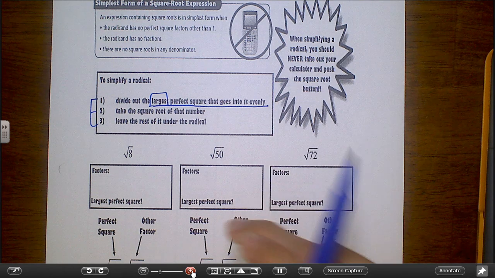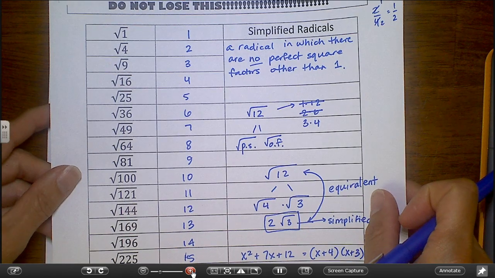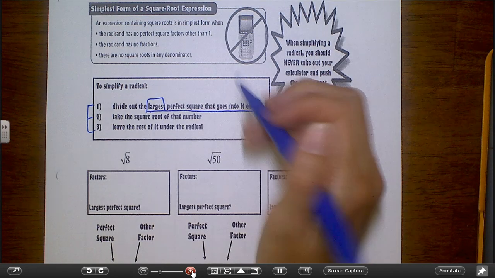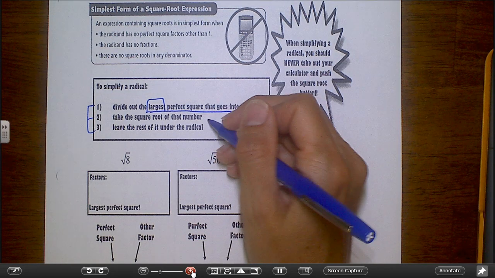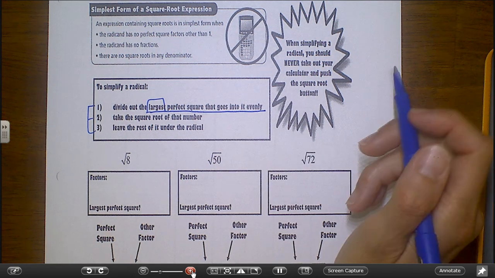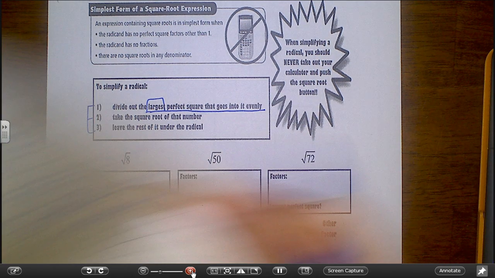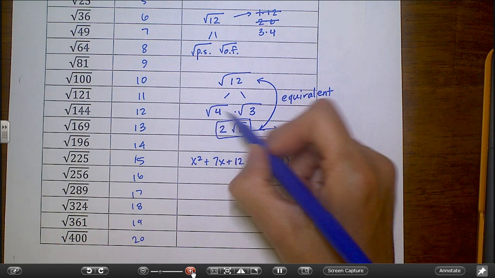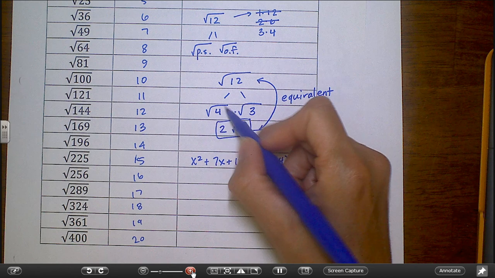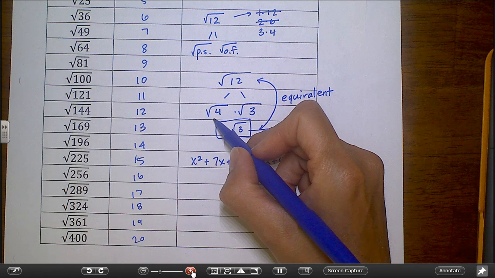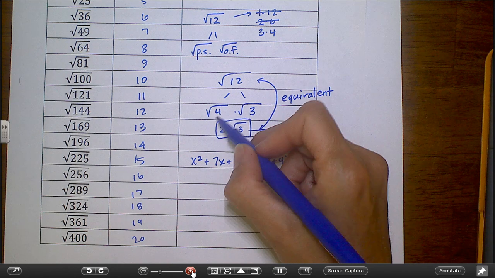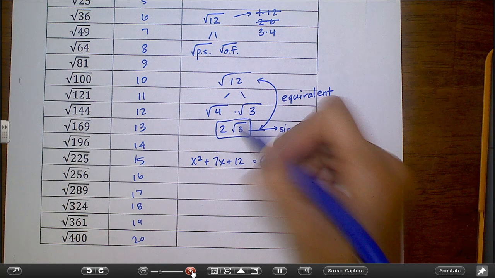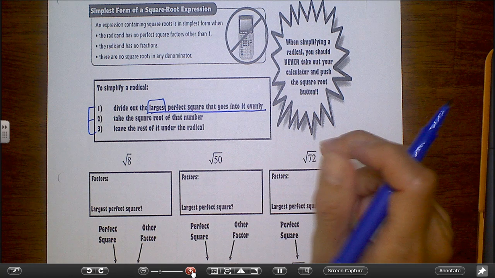And that's why you should keep this sheet that we just looked at with you, because this will help you quite a bit. Okay. And then you take the square root of that number, and then you leave the rest under the radical. So if you want to see what that means, this was step 1, right? We divided the largest perfect square out of it. So we divided out 4, and we rewrote it as square root of 4 times square root of 3. And then we took the square root of the perfect square, which was 2, and we left the rest under the radical.